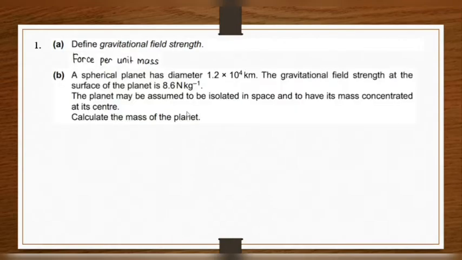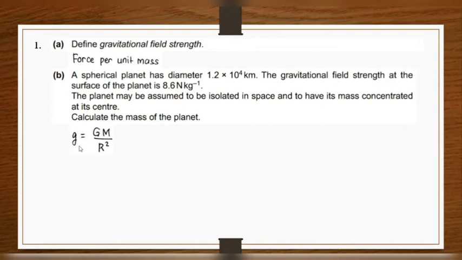Question B, we want to find the mass of the planet given the diameter of the planet and the gravitational field strength at the surface of the planet. This planet may be assumed to be isolated in space and its mass is concentrated at its center. We are using the equation of gravitational field strength, which is g = GM over r squared.